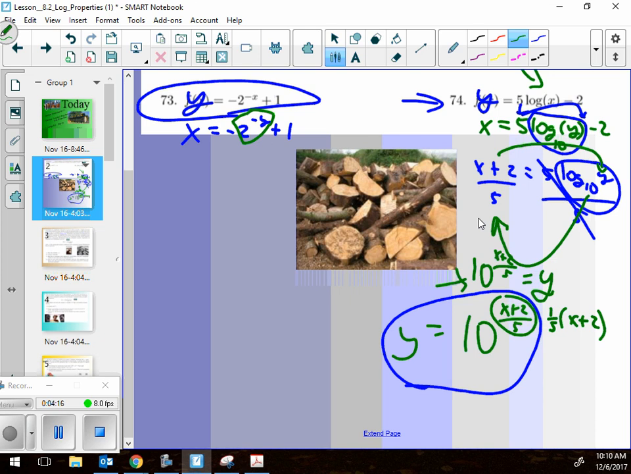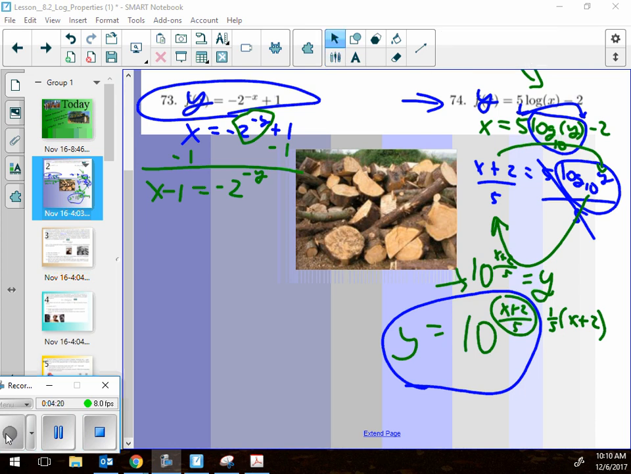Trying to get the y alone. So I just subtracted 1. Now I'm going to get rid of this negative right here by multiplying both sides by a negative.